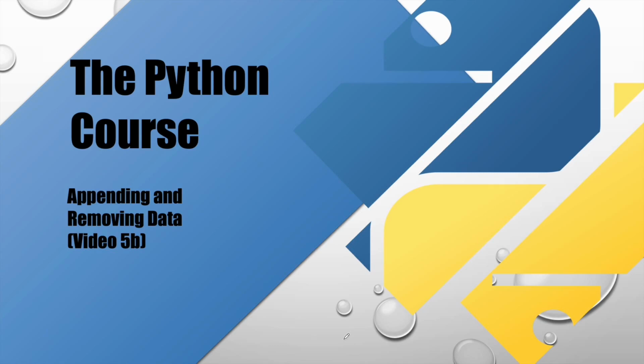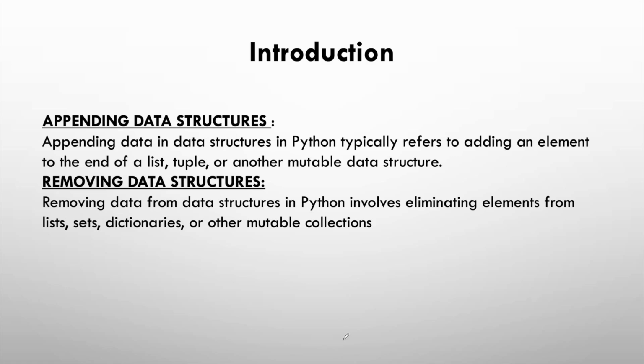So in this video, we're going to be seeing how to append or remove data from a list, tuple, or set. Appending data in data structures in Python typically refers to adding an element to the end of a list, tuple, or any other mutable data structures. For example, if I have a list with the elements 1, 2, 3, and later on in my code, I realize that I also want to add 4, I would use the append syntax to add another element.